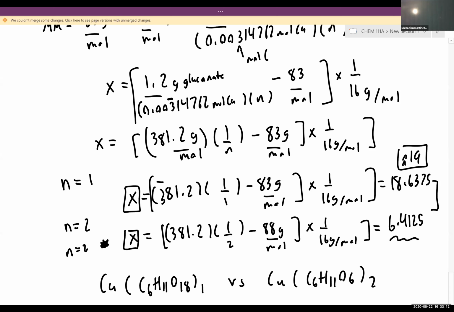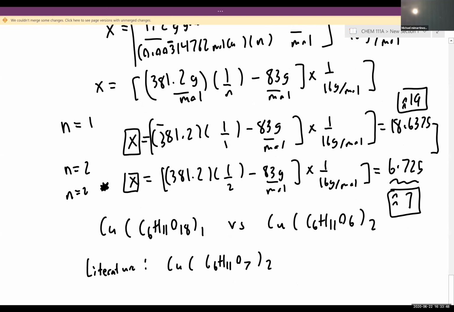Alternatively, for N equal to 2, we take 381.2 divided by 2, minus 83 grams per mole, divided by 16, and that in turn gives us 6.725, which we round to 7, the nearest whole number, because we can't have half an atom in the formula. And in this case, we know the literature value for copper gluconate.